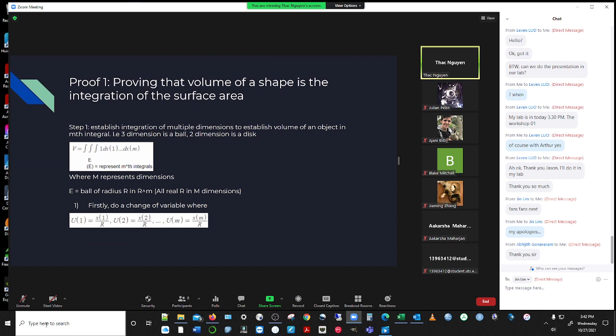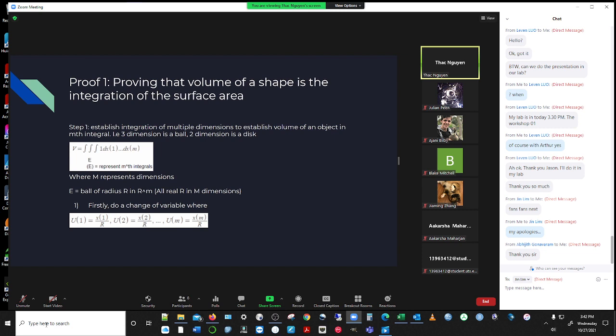So there are two proofs. Proof one: proving that the volume of the sphere is the integration of the surface area. The first step is to establish an integration in multiple dimensions, to establish the volume of an object as an m-th integral. So the volume equals the m-fold integral over E of 1 dx1 to dxm, where m represents the dimensions. So E equals the ball of radius r in R^m, or all real r in m dimensions.